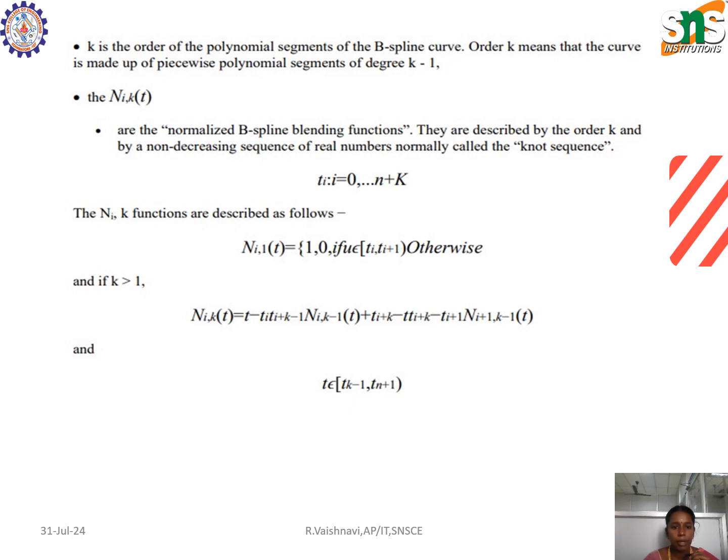Here the Ni,k functions are described as Ni,1(t) = 1 if t lies in the knot interval, 0 otherwise. If k is greater than 1, we have to follow the next formula.